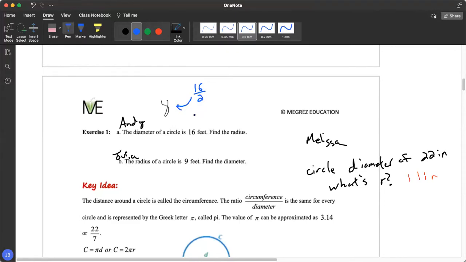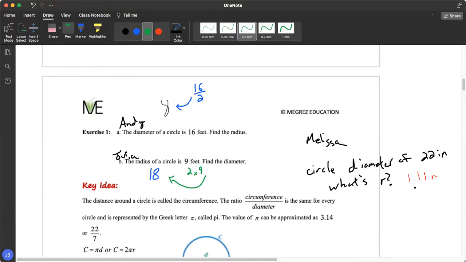Perfect. Great job. Julia, how did you get your answer? It looked like you wrote 18 here for yours. I just multiplied it by 2. Perfect. So the diameter is 2 times our radius. 2 times 9 is 18. Perfect.